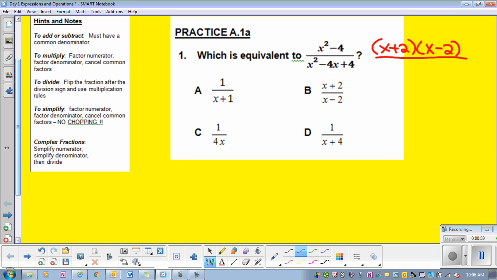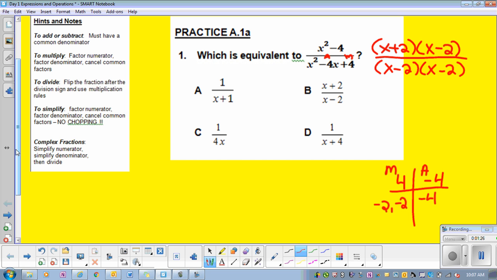Do you agree? X squared minus 4x plus 4. So two numbers that multiply to give me 4 and add to give me negative 4. What are they? Negative 2 and negative 2. Negative 2 and negative 2. And then you have the two identical ones on the top right-hand and the bottom left-hand corner, so you can kill them.